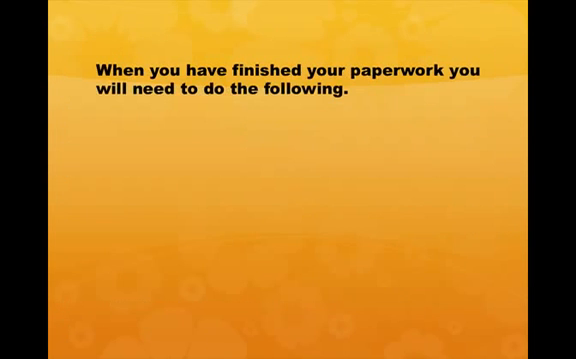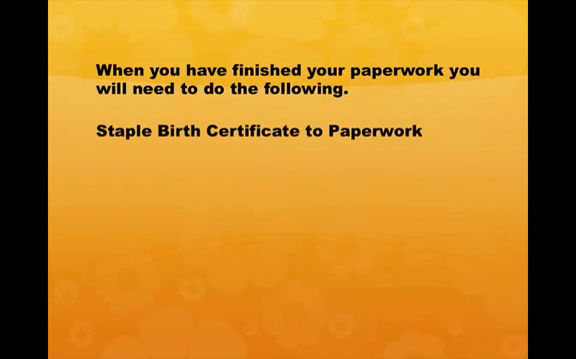Now, when you have finished your paperwork, you need to do the following. You need to go to Births, Deaths and Marriages and get a brand new birth certificate and staple it to the back of the paperwork. Just on the one that you're giving the court. You can put a copy on your ones. You want 2 copies, one for yourself and one for the prosecutor.